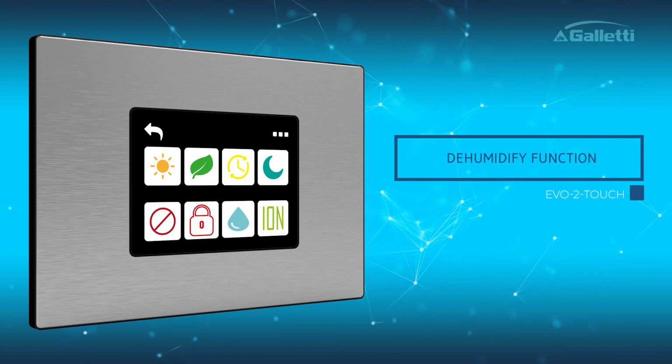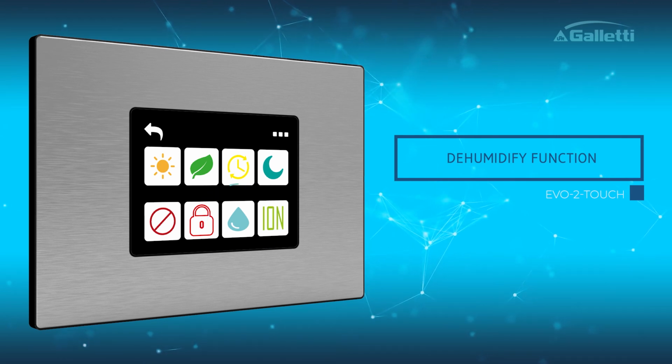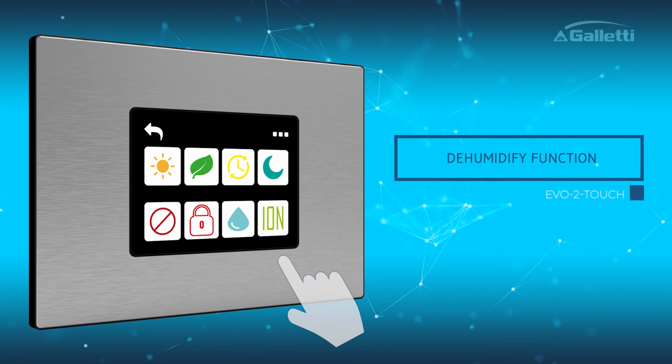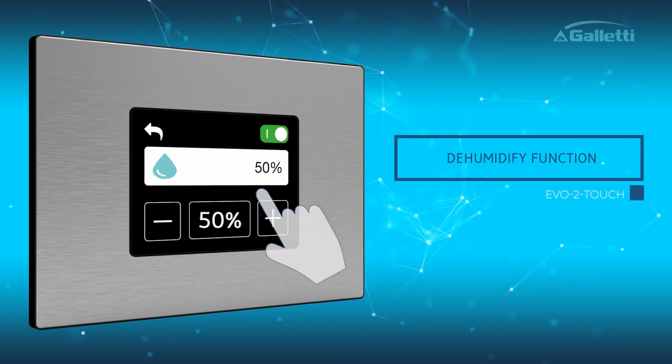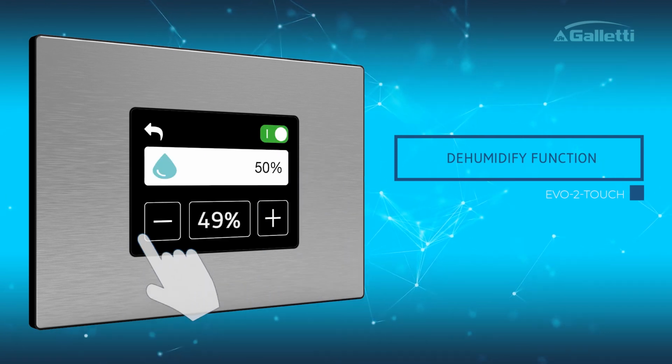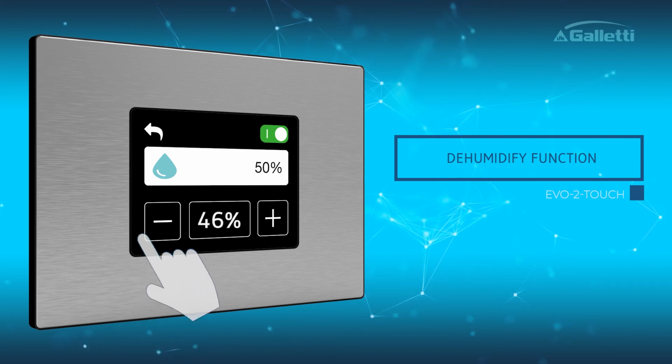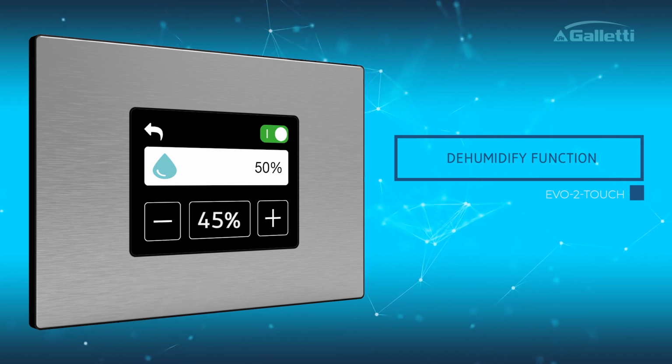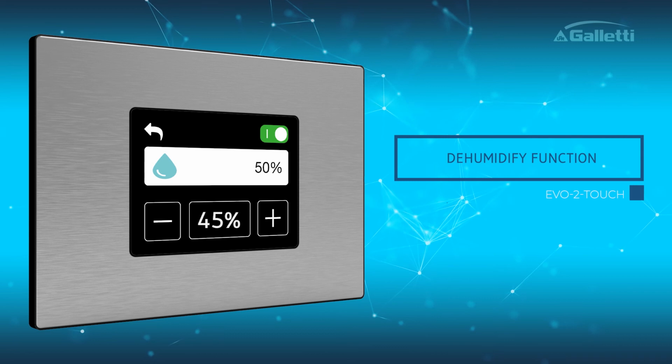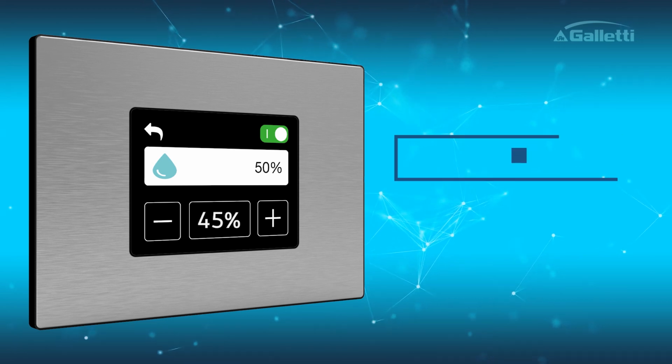To select the dehumidification mode, click on the water droplet icon. You can now change the relative humidity value in the room as desired. The hydronic indoor unit will then reduce the humidity in the room to the set point that you have selected on this screen.